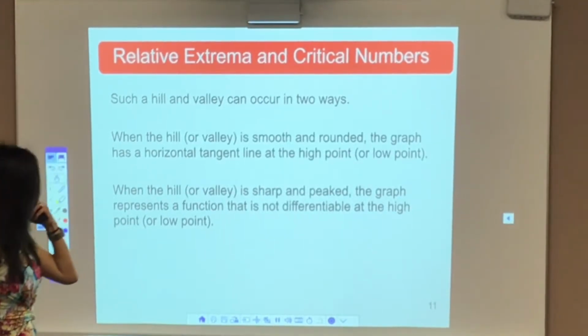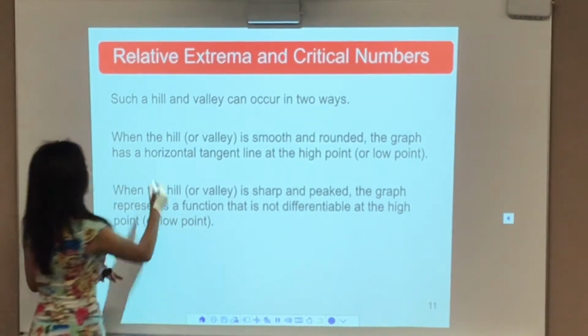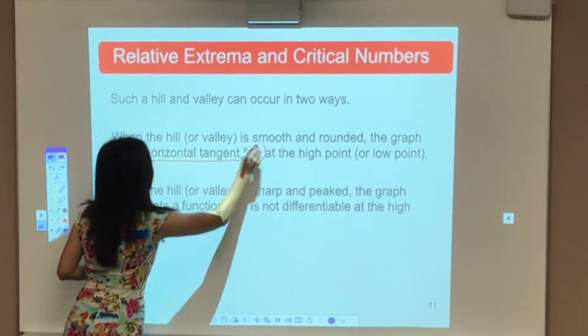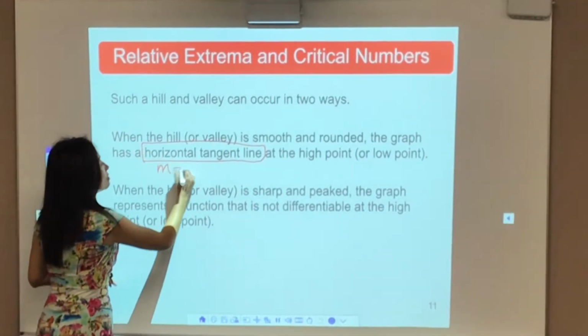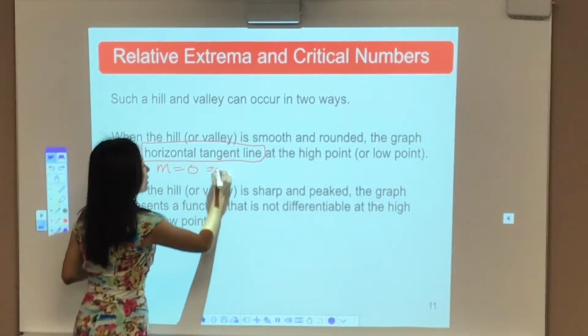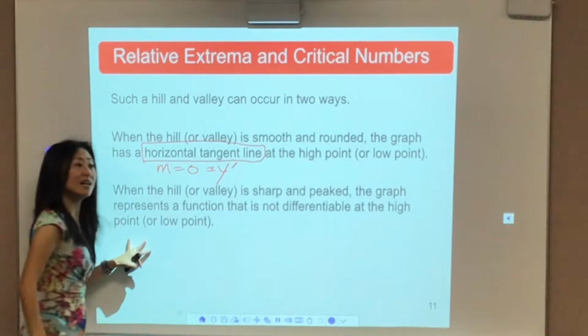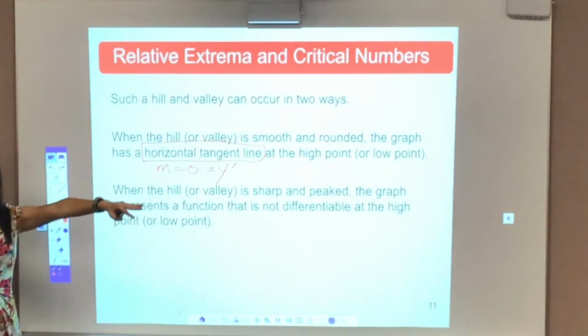All right. When the hill or valley is smooth and rounded, the graph has a horizontal tangent line. This is an important thing. What does a horizontal tangent line mean? Slope equal to what number? 0, that's right. Or I can say y prime equal to what? 0. Are you with me, class? You just realize that, oh, I know how to do that then.